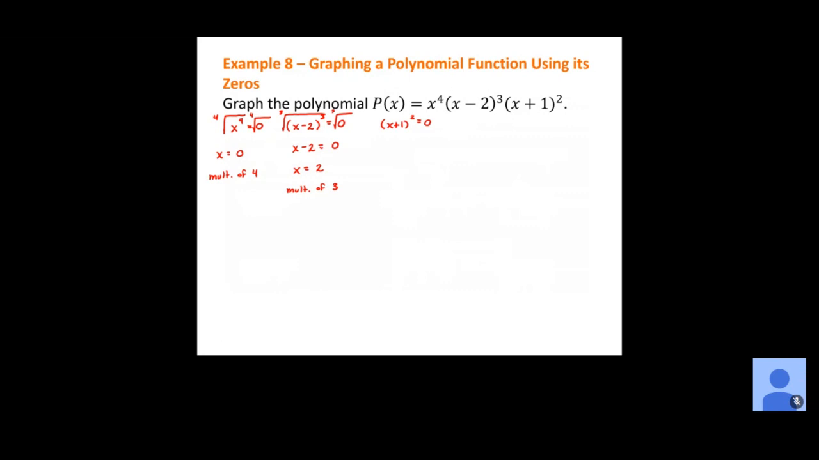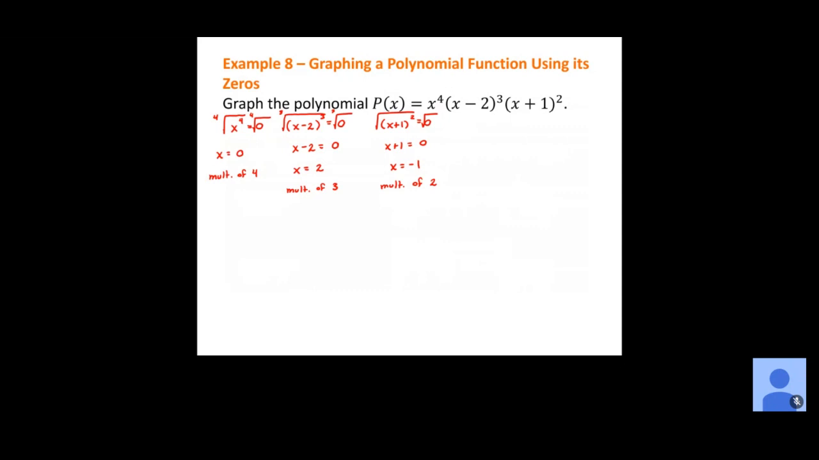And then finally, we have the x plus 1 squared. We're going to take the square root of both sides. That gives us x plus 1 equals 0. Subtract 1, and you get x equals negative 1. In this case, that would have a multiplicity of 2, because 2 was the exponent that we started with. Now, based off of those multiplicities, that tells us whether we're passing through the point or bouncing off the point. When we actually get to sketch the graph, we'll talk about what's going to happen at each of those points.